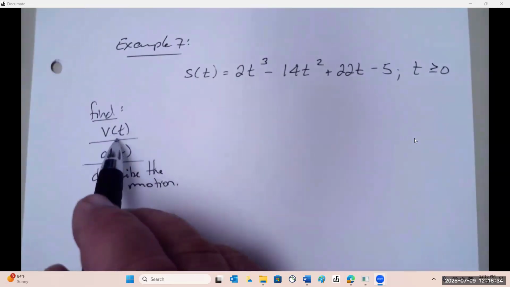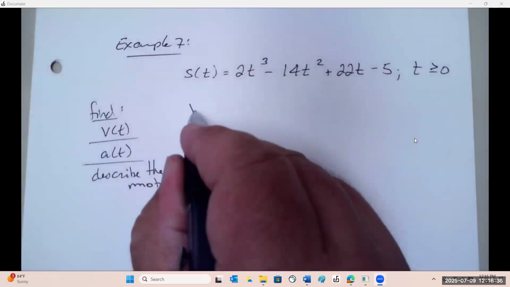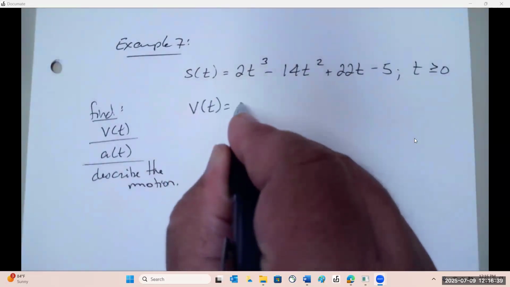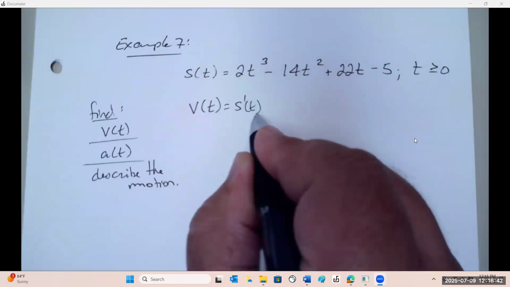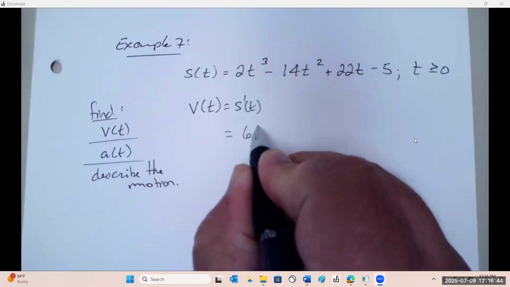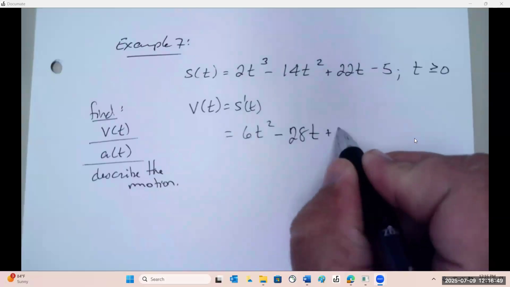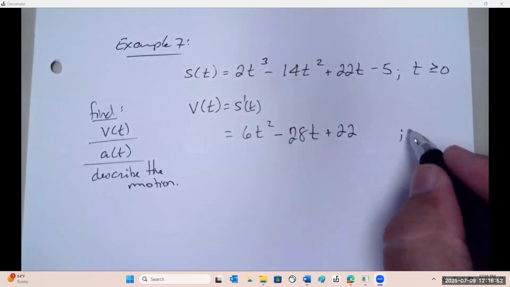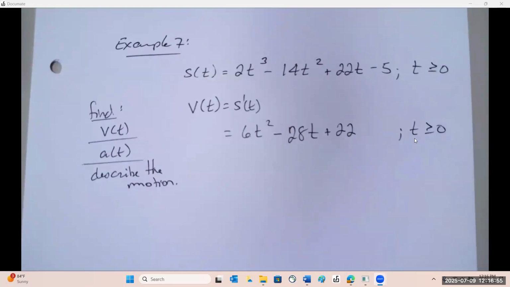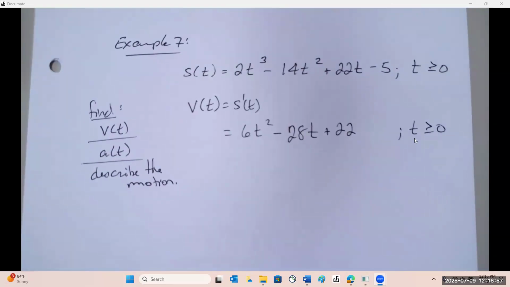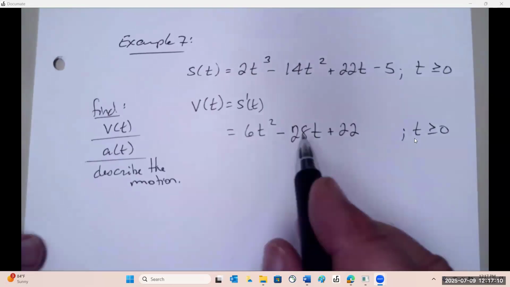How do we find velocity? Yeah, it's the first derivative of our position function, which makes it 6t squared minus 28t plus 22. Remember, t is still greater than 0. We're describing the motion. So what we have to do is look at the values and where it's positive and negative. So factor this one out.